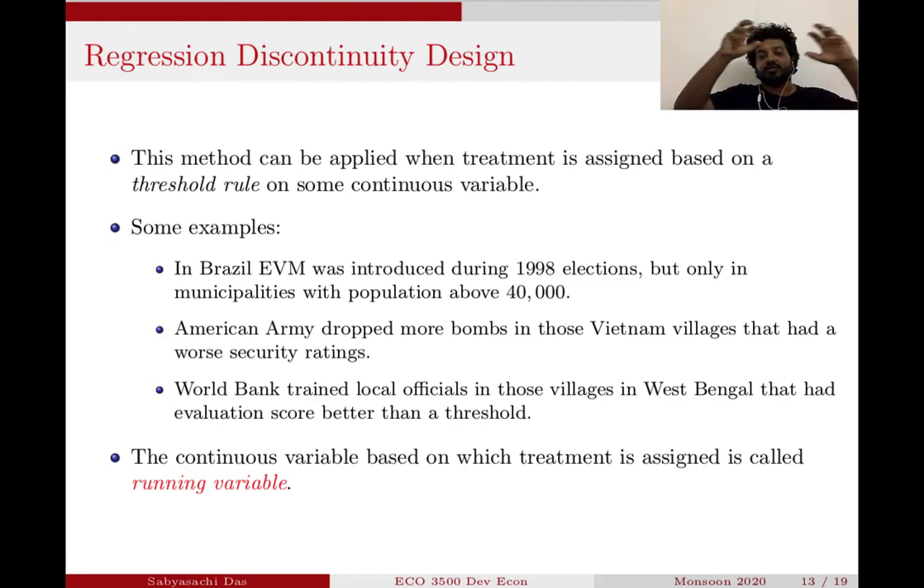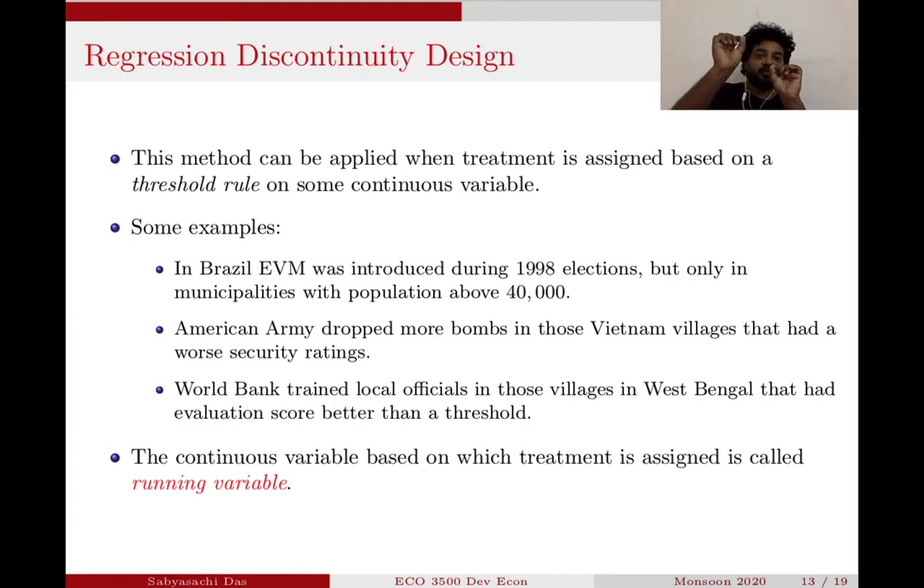And the US Army dropped more bombs in villages which are classified into this high category versus low category villages. So a small change, here the threshold is 0.5 on this continuous variable, which is a score about security that they calculate using the village surveys in Vietnam.